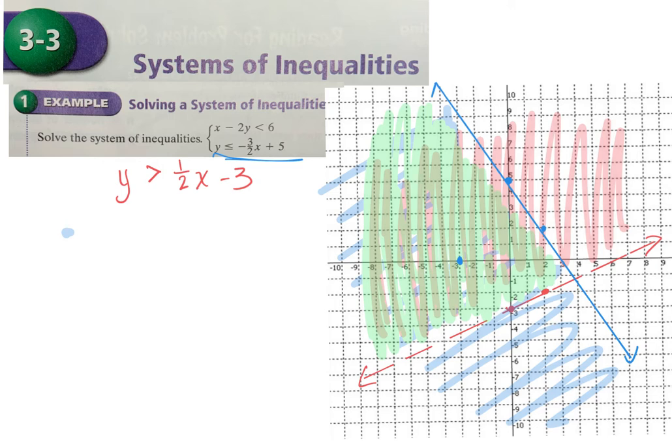I will say when I grade this, I look at 3 things. I look at the individual lines. Is your intercept and slope correct? And did you make it solid or dashed? And then I look at your shading. All right, so that's how I grade these.